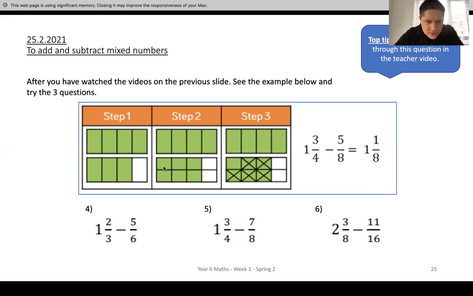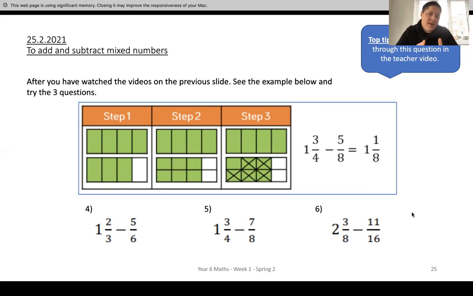So my quarters here, I've converted them into eighths. Can you see that? They were quarters, but I've just converted them into eighths by halving them. Once I've got them into eighths, I'm going to take away, cross out 5 of them. 1, 2, 3, 4, 5. So that's now left me with my still one whole, but then I've got 1/8 left. So my answer is 1 and 1/8.